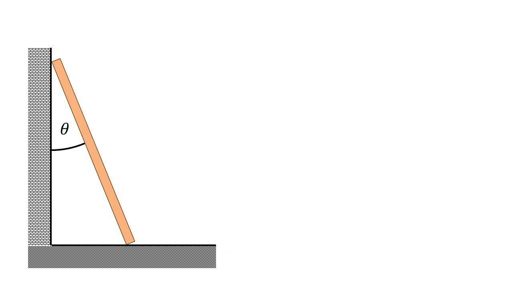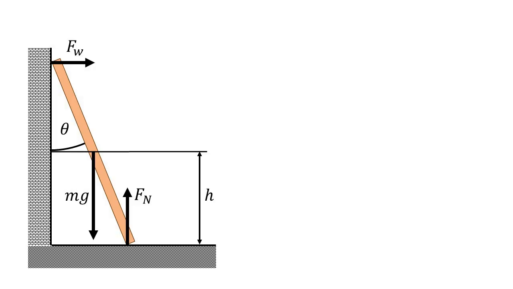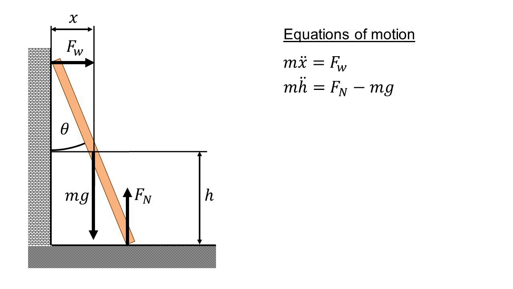Let's first identify all the forces acting on the ladder. The gravitational force, mg, the normal force, F sub n, and the force of the wall pushing on the ladder, which we'll call F sub w. If we call the height of the ladder's center of mass h, and the distance between the center of mass and the wall x, then we have the following equations of motion. m x double dot equals F sub w, and m h double dot equals F sub n minus mg.